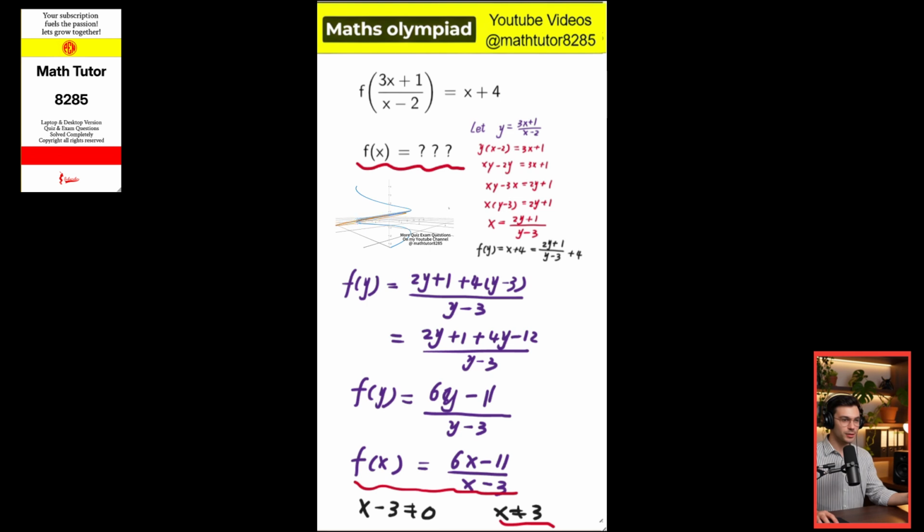Whenever you meet a functional equation where the argument of f is a rational expression in x, the smart strategy is to first invert that rational expression, find x in terms of y, and only then substitute it back. Never just replace it with x directly.